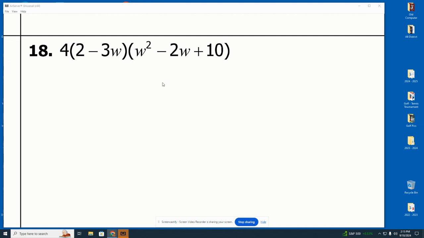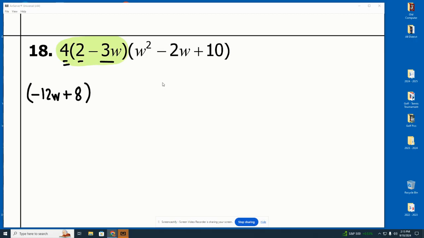Again, look, every one of these are just jammed right next to each other. They're all being multiplied. But I can't do all that multiplication all at once. So I'm going to start right here, okay? I'm going to start with 4 times 2. That's 8. And 4 times negative 3w, that's negative 12w. And then, of course, we got that plus 8.